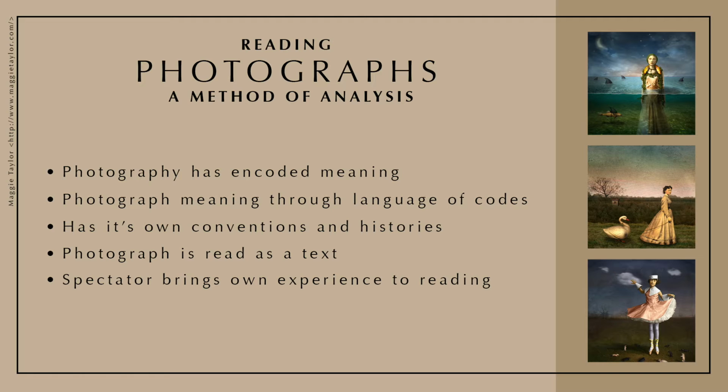world. The photograph, according to Graham Clark, achieves meaning through a language of codes and has its own language with conventions and histories. A photograph is read as a text, which involves a series of contradictory meanings and relationships between the spectator and the image. The spectator brings their own experience to the reading of the photograph, adding to a larger language of meaning that is applied to the subject matter depicted within the frame.